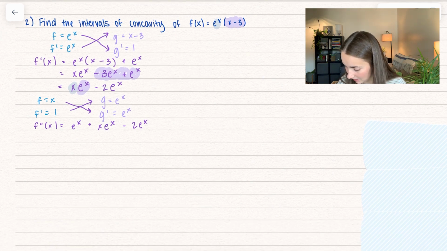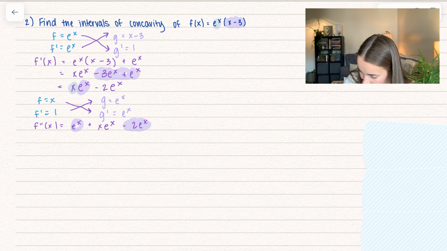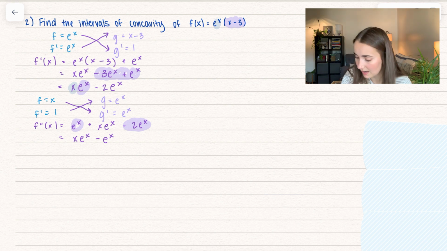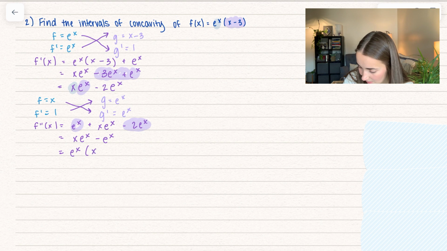If there are any like terms we can combine, let's go ahead and do that. It looks like that e to the x minus 2e to the x can be combined. And so that gives us x e to the x minus e to the x. So now let's go ahead and try to simplify this a little bit. I can pull an e to the x out of both terms, and my leftovers will be x minus 1. So I'm going to go ahead and highlight this so I can remember to come back to it.